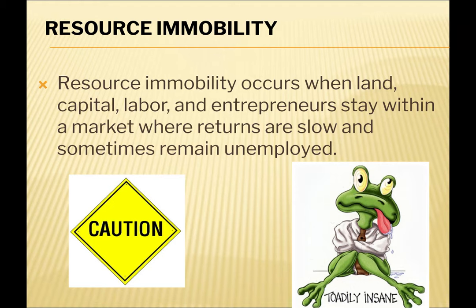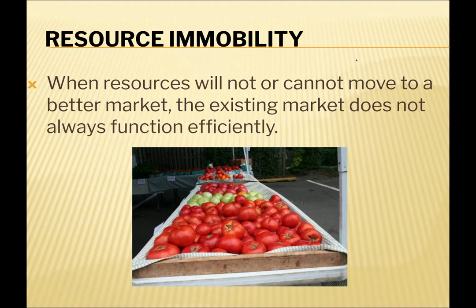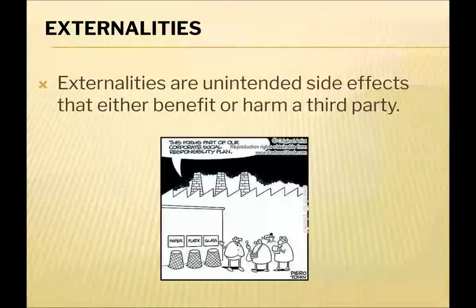I believe on the test, it's going to be a question about labor being immobile. So they're not going to be able to go and find something that's as lucrative as what they had before. They aren't able to go to another town. They can't move. They don't have the means to be able to do that. So that would be an example of resource immobility. Okay, I just said this basically when they can't or won't move to a better market. The existing market does not always function efficiently.